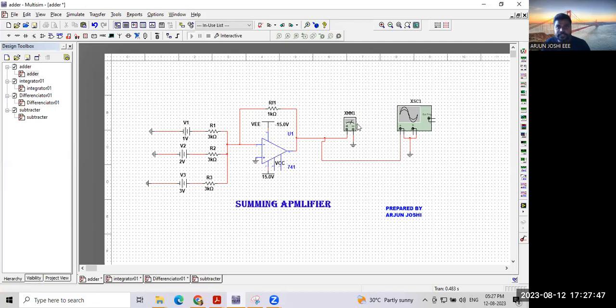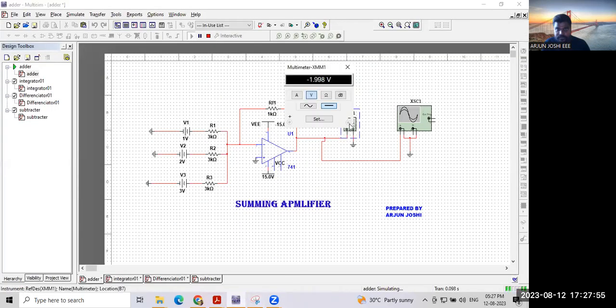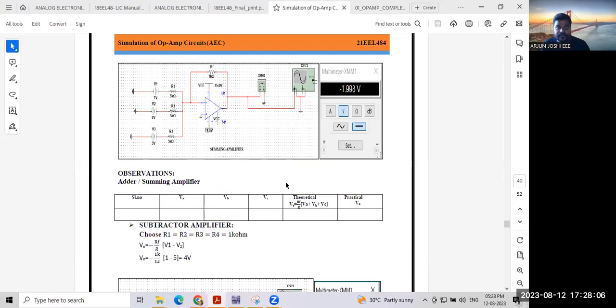I'm going to run it. According to the calculation, we need to get minus 2. Approximately it is equal to minus 2; it shows minus 1.9. That's okay. We write down here serial number 1, VA equal to 1 volt, VB equal to 2 volts, VC equal to 3 volts. Theoretically it is minus 2, but practically it is minus 1.9.